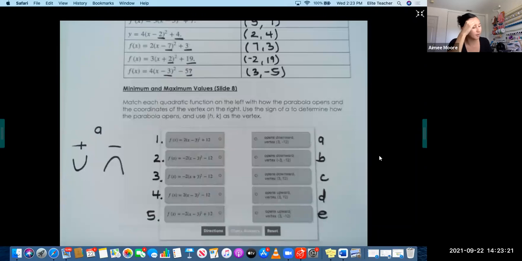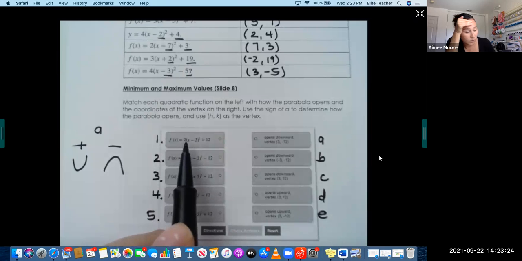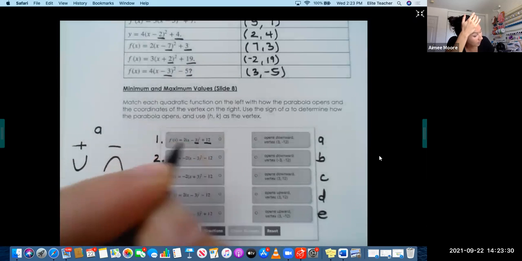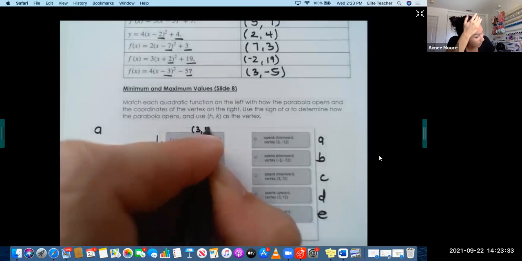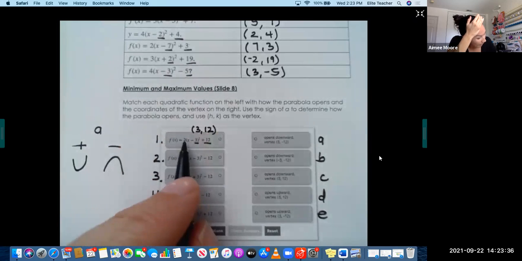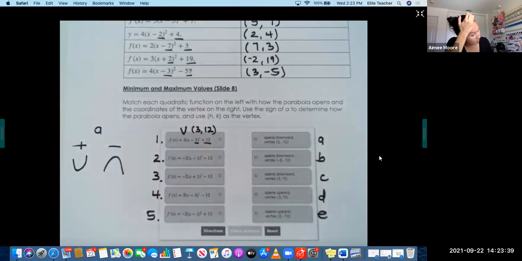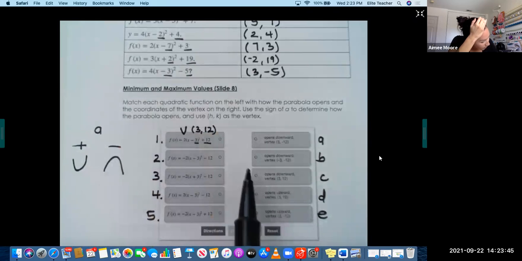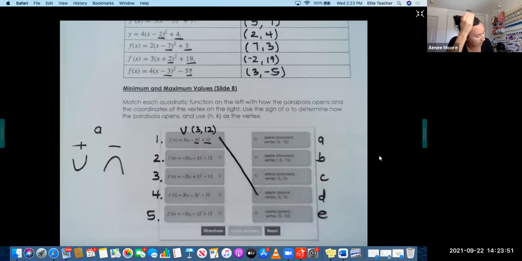All right, let's do the first one together. f of x equals 2 times x minus 3 squared plus 12. So my vertex is going to be 3, 12. And a is a positive 2, so I know it's opening up. So it opens up and has a vertex of 3, 12. It looks like number 1 is D. Okay, any questions how to do these?